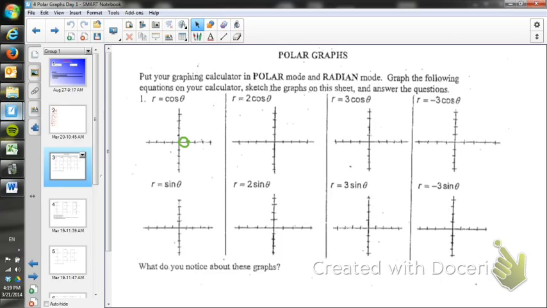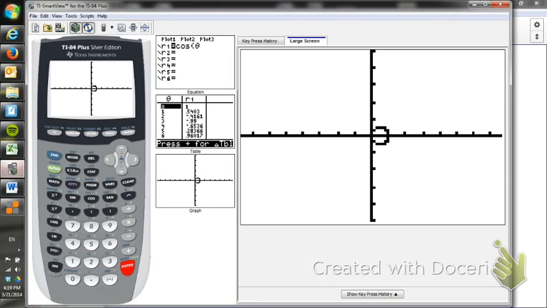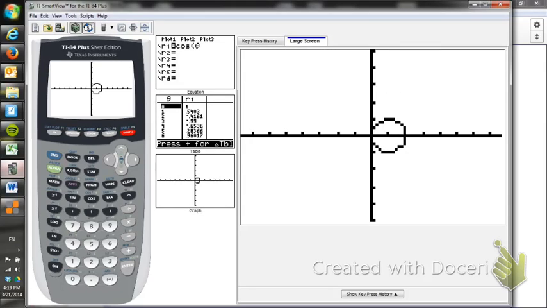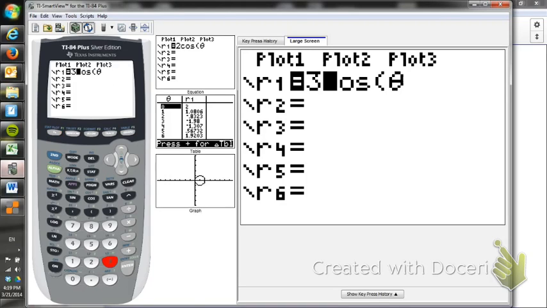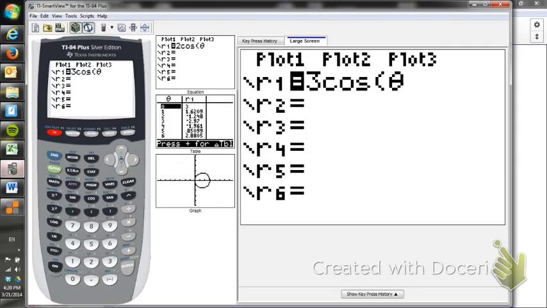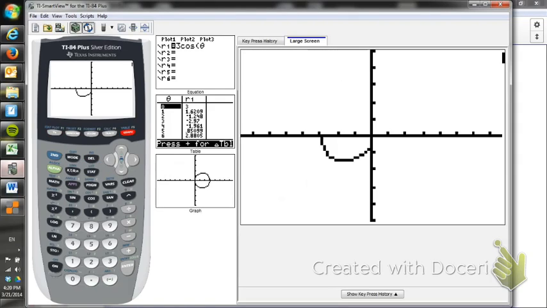Now what I'm going to do is change the number in front to a 2. I'm going to see how that changes my graph. So instead I'm going to go back to y equals, and I'm going to change this instead to 2 cosine theta. And you can see my graph gets a little bit bigger. Alright, so let's see what happens when I change that to 3. Again, it gets bigger. The diameter is now 3. Now the last one that was on there was -3 cosine theta. So we're going to see what happens when I put that negative in front. And just like it normally does for transformations, it flips my graph.